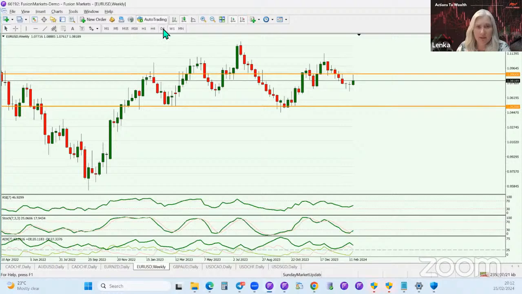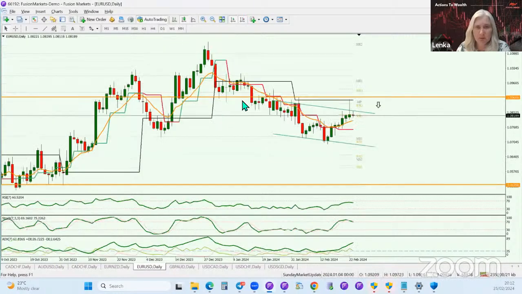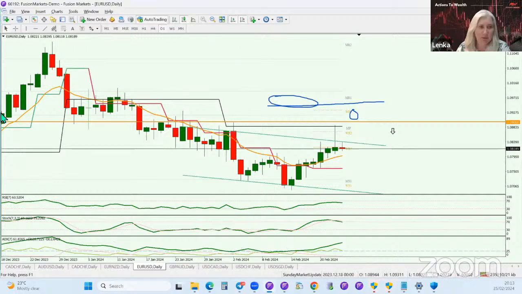And on the daily, this is where we are. We still have a lower high from this level here. So we had a pushback on Thursday last week, and now we have an inside bar indecision. So looking for some price action, let's see how it could look.